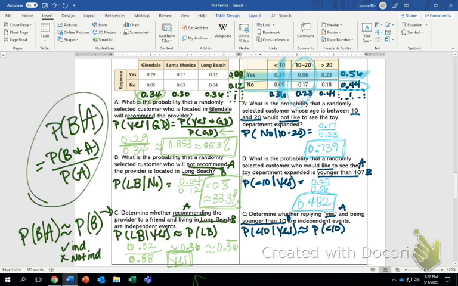So our probability of being less than 10, given that they said yes, we actually did that in part B, so I'm just going to copy that down. It should be 0.428, should be approximately equal to the probability of being less than 10. So that is my total of being less than 10, which is 0.36. And they do not equal. They are not approximately equal to each other. So we would say that no, these are not independent events.